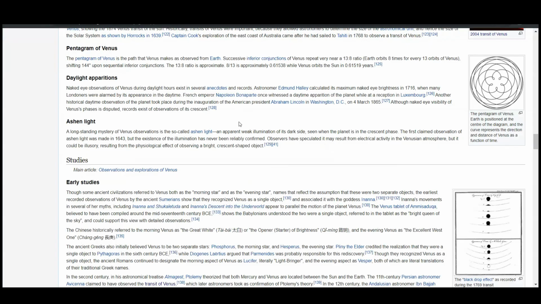If we go back here and look at the Venus Wikipedia page, we look at daylight apparitions of Venus, and it says historical daytime observation of the planet took place during the inauguration of the American President Abraham Lincoln in Washington, D.C. on March 4th, 1865. So supposedly on his inauguration, Venus was observable during the daytime.